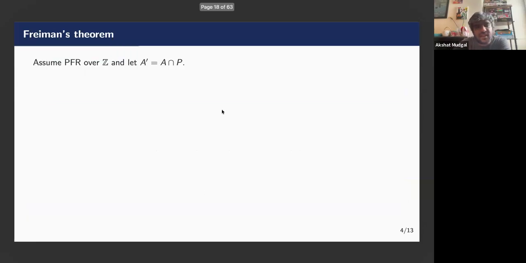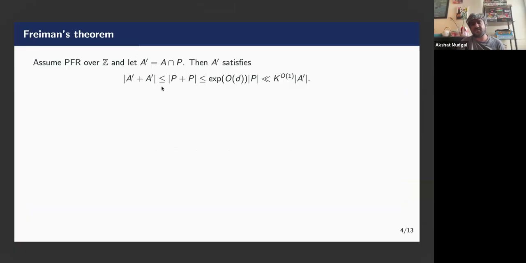So assuming this PFR, let me write this large subset that I just got, which is contained in this progression. Let me call this A prime. I can do the same exercise. So I can see that A prime plus A prime in particular is bounded by the size of the progression, which roughly grows exponentially in the dimension. And since the dimension is log K, this tells me that the size of the sum set is at most some polynomial in K times the size of my set.